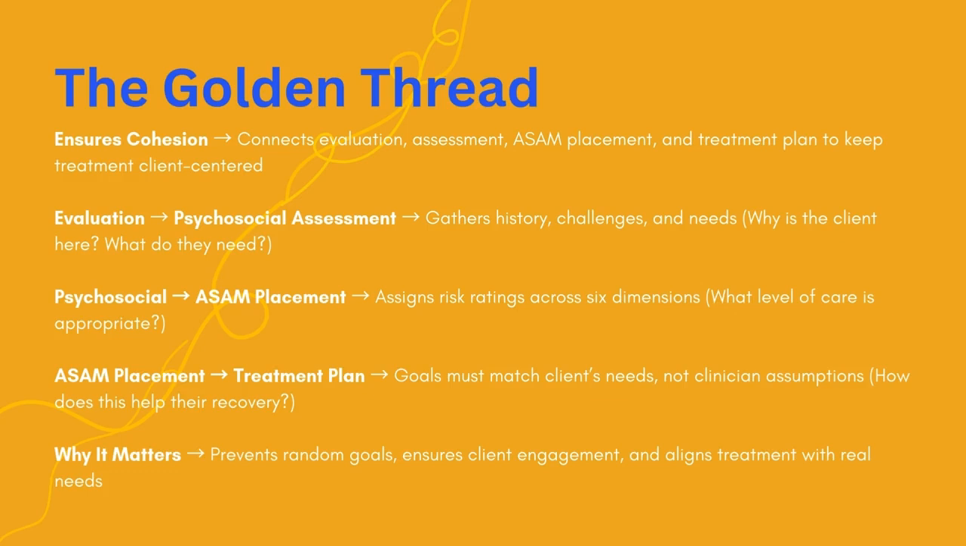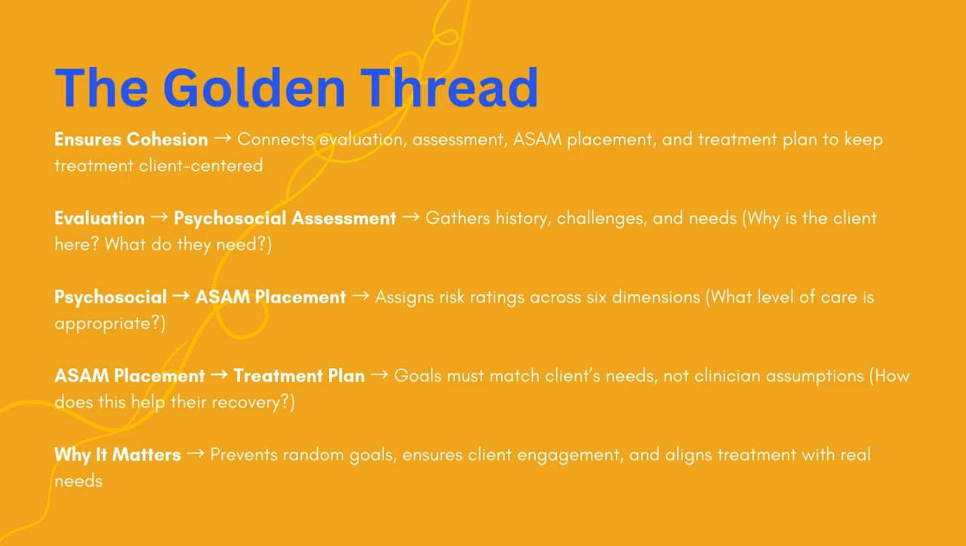More importantly, it keeps treatment grounded in the client's needs and goals rather than our own assumptions about what is best for them. So starting with the evaluation, it's the first point of contact where we gather essential client history related to substance use, mental health, medical conditions, legal involvement, family dynamics, and motivation for treatment. Some key questions are: what's bringing the client into treatment? What challenges or barriers are they facing? And what are their immediate and long-term needs? If we're looking at John Doe, his evaluation showed a history of opioid and alcohol dependence, recent relapse, unmanaged depression, anxiety, and an unsafe living environment.